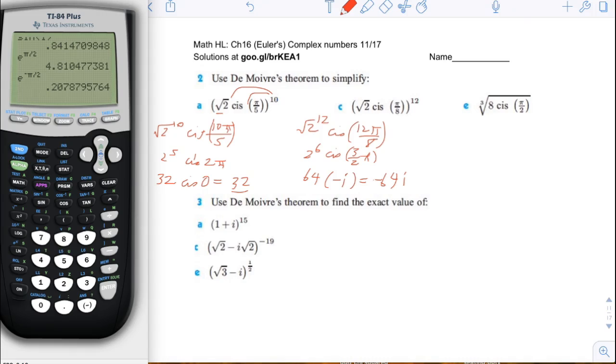Cube root of 8 cis pi over 2. So that's equal to the cube root of 8 times cis 1/3 pi over 2. So that is, cube root of 8 is 2. The cis of pi over 3 over 2 is pi over 6. So the cis of pi over 6, we drew a unit circle triangle, that would be that triangle there. So if the hypotenuse is 2, the sine is 1, and the cosine is square root of 3. So that would be equal to, you could either write 2 cis pi over 6, or you could write square root of 3 plus i.